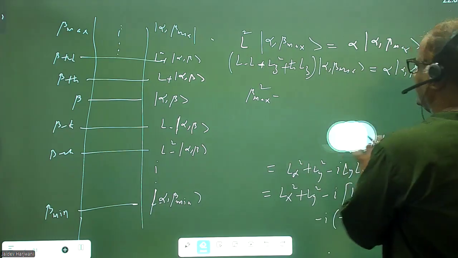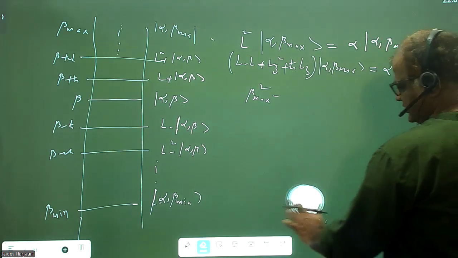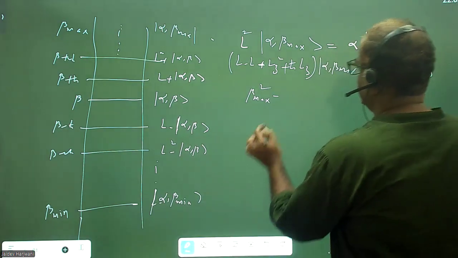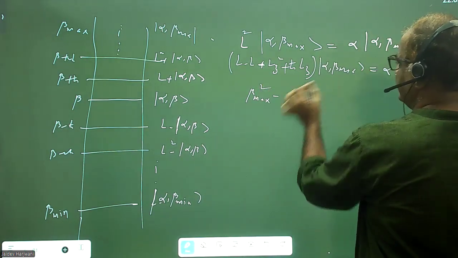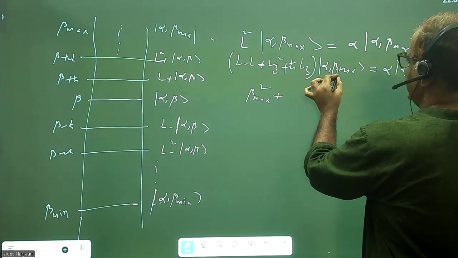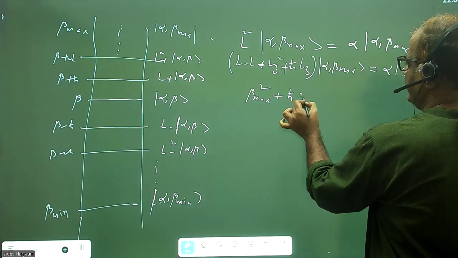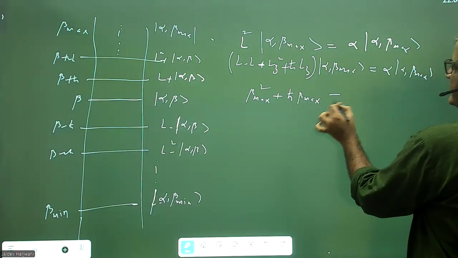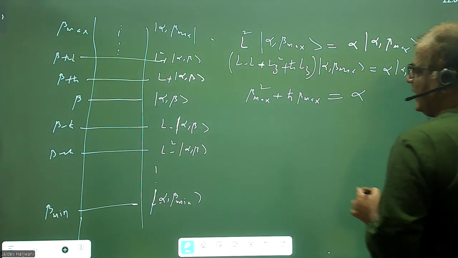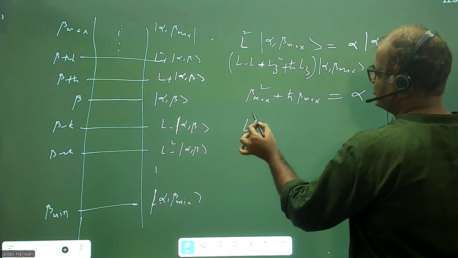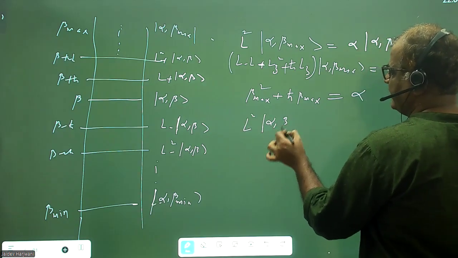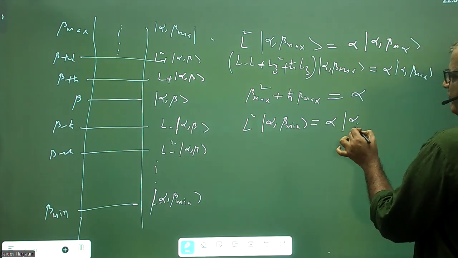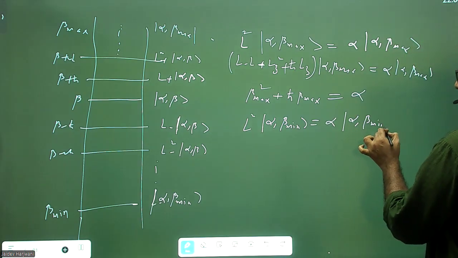So now I can say this is equal to beta max square, and this operates on this one. You get h cut beta max, same state. If I compare, this is equal to alpha. And similarly, I can show that when L square operates on beta minimum, the eigenvalue does not change: alpha beta minimum.